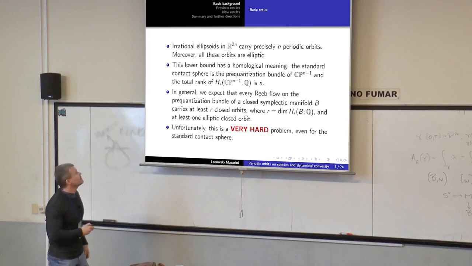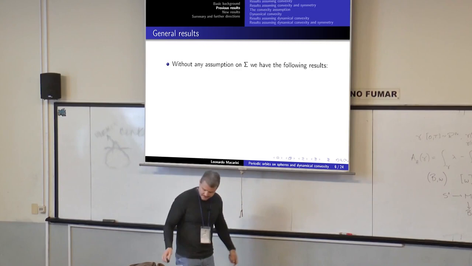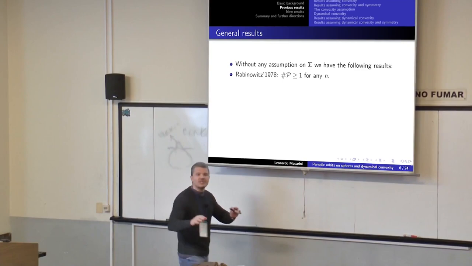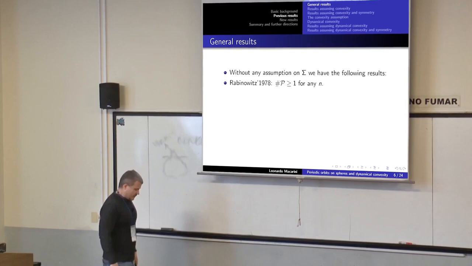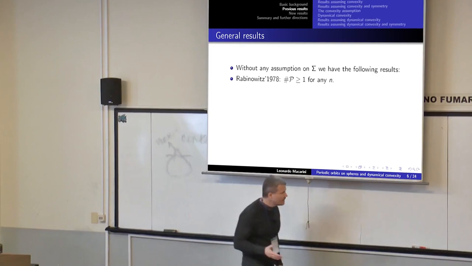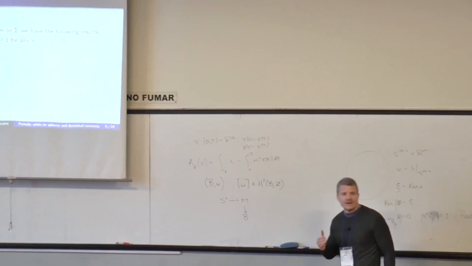Let me give you the state of the art of this problem, a survey of known results. First, without any condition on sigma, where sigma is just a star-shaped sphere, the first result was obtained by Rabinowitz in 1978. He proved that you have at least one periodic orbit. And it was really non-trivial, because the breakthrough of Rabinowitz was the following fact.